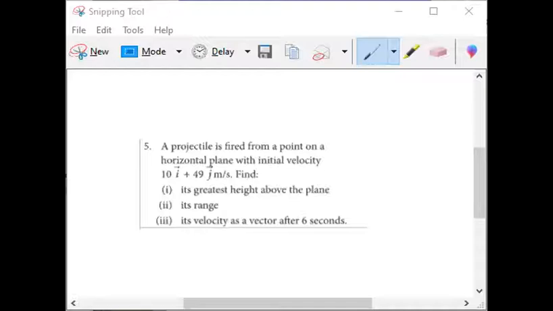A projectile is something that you throw or fire, and it's fired from a point on the horizontal plane with this initial velocity 10i + 49j, I'll explain in a second, meters per second. Find its greatest height, its range, and its velocity as a vector after 6 seconds.